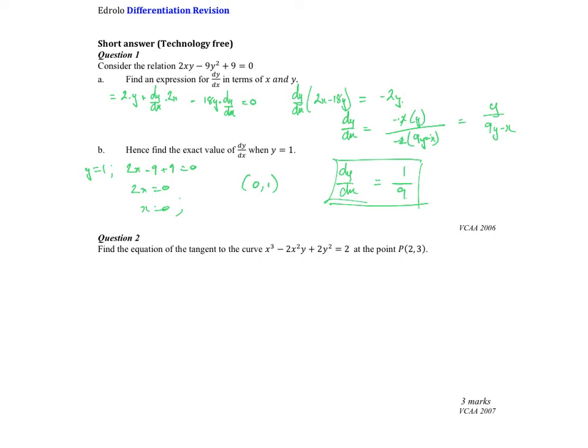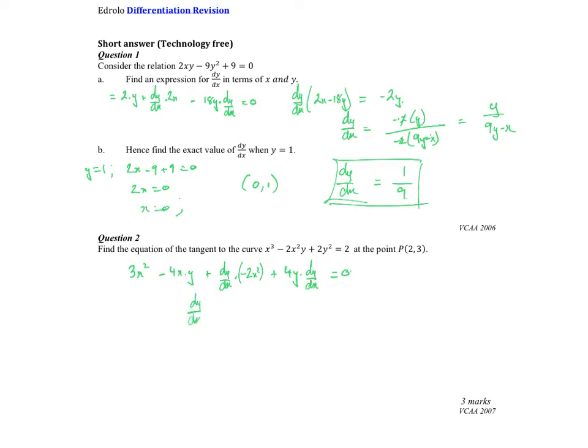Okay, number 2, similar sort of question. So differentiate each term as we go. The derivative of x cubed is 3x squared. The derivative of 2x squared y is the derivative of the first, which is 4x times the second, plus the derivative of the second, which is dy/dx, times the first, plus the derivative of y squared with respect to y. So we get 4y times dy/dx, which is equal to 0.